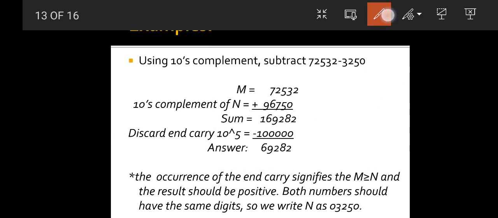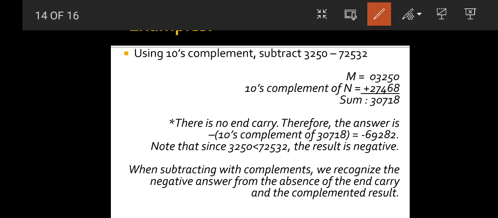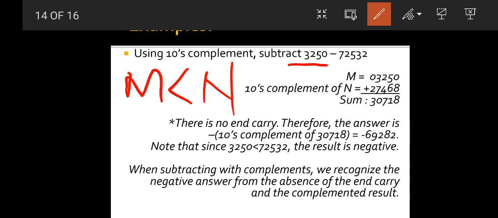Next, we will have our next example. This example is a complement using the third process. Why? As you can see, your m will be 3,250 and your n will serve as your 72,532. If you check, your m will be less than your n. It is smaller than your n.